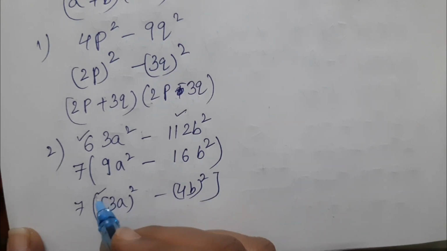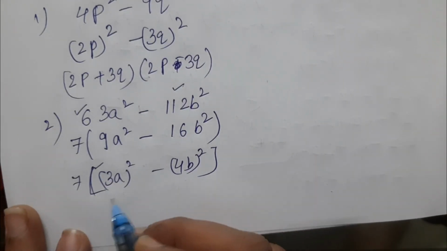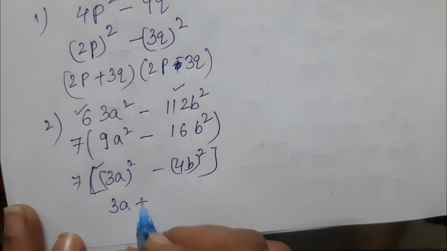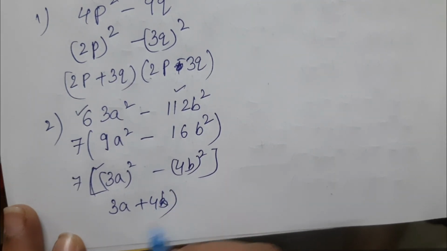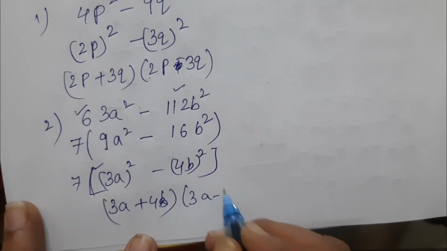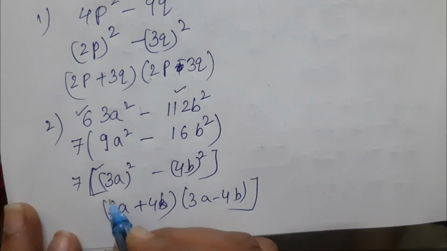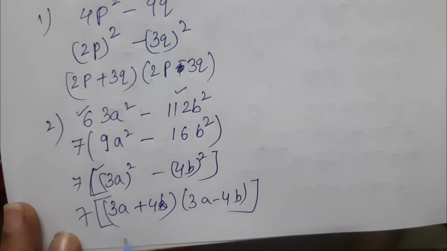Again we got the a² − b² identity. So let's split it out. (a + b)(a − b). Overall we had 7 in common. So this is our final answer.